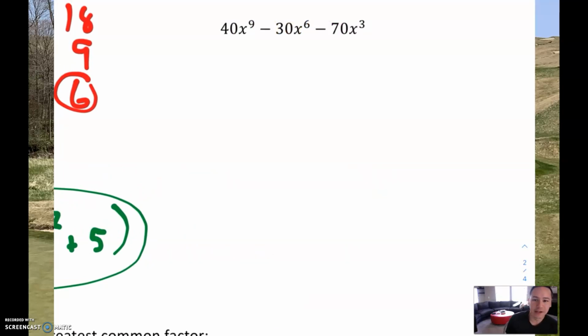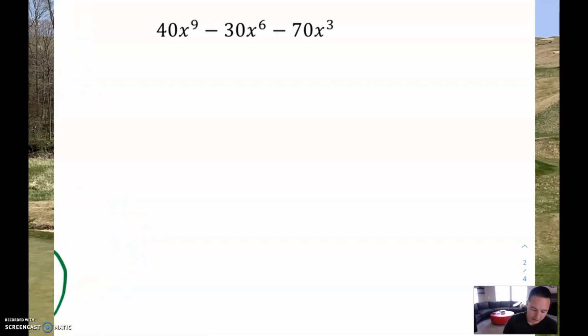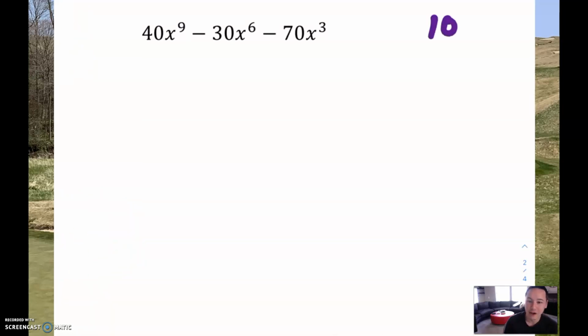And for this one, I think it's maybe kind of obvious. You look at all of these, they all have a 0 at the end of it. You could divide each of these by a 10. So I won't go through all of the factor pairs, but 10 is a number that they're all going to have in common. And in this case, it will be the greatest common factor.